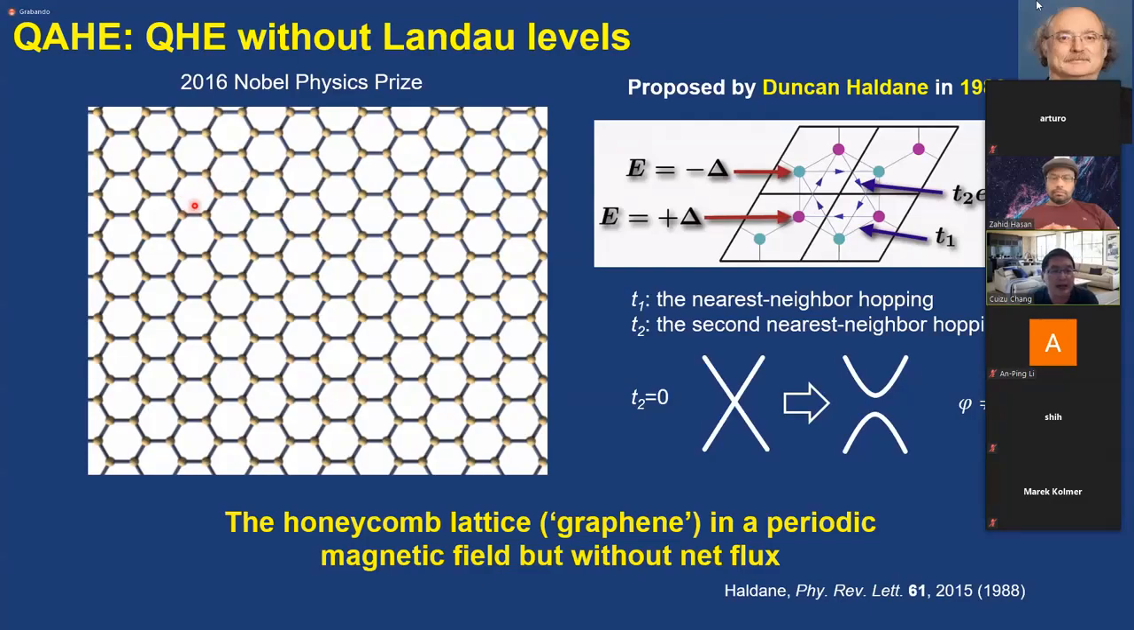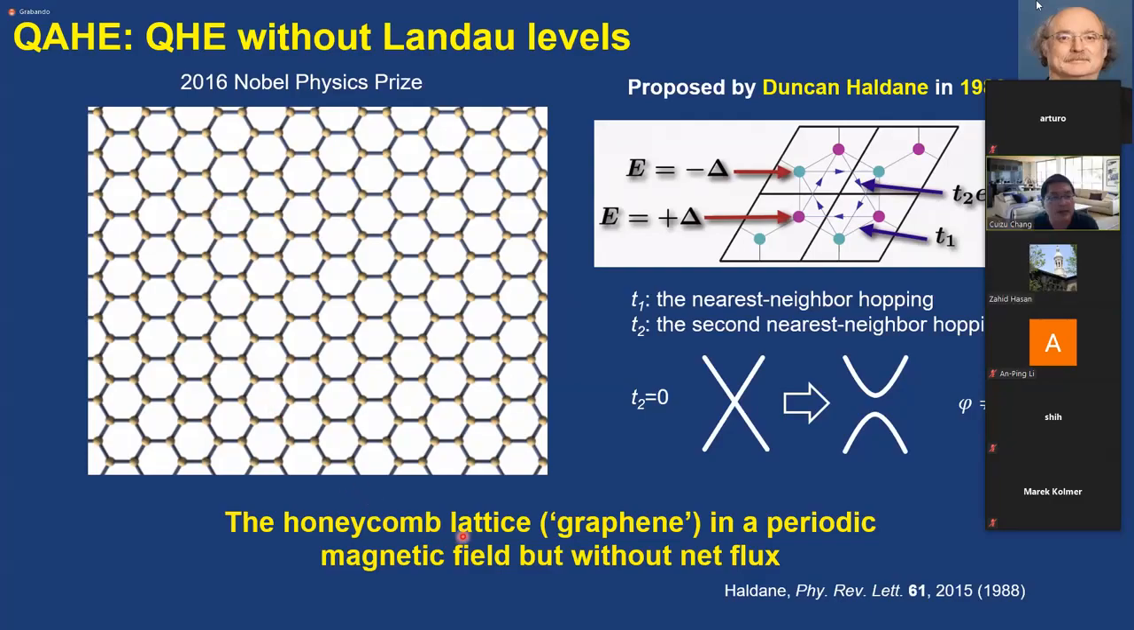So on this graphene, in a periodic magnetic field but without a net flux, Haldane took the nearest neighbor hopping and the second nearest neighbor hopping in his calculation. If the second nearest neighbor hopping T2 is 0, there will be two Dirac cones at the corners of the Brillouin zone. So this is just the band structure of the graphene.